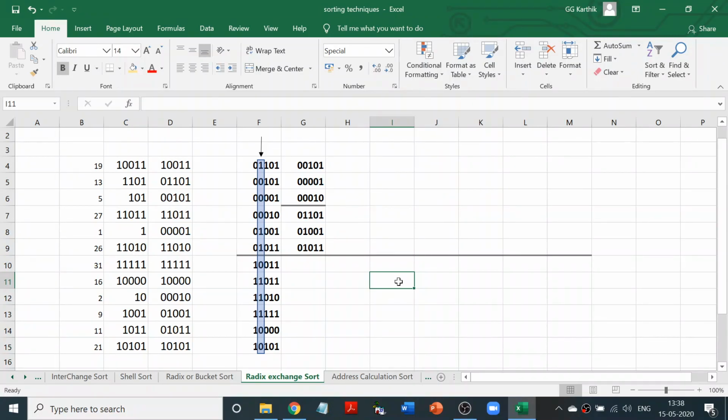What did we do? We considered the second digit: all the ones, this one, this one, this one, came down, and all the zeros, these three, came up. So all the zeros are on top and all the ones on the bottom. The same thing has to be done to this list also.